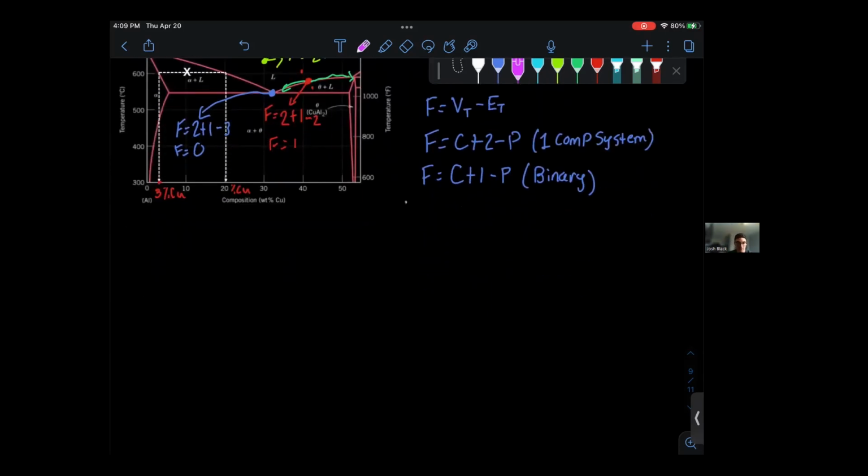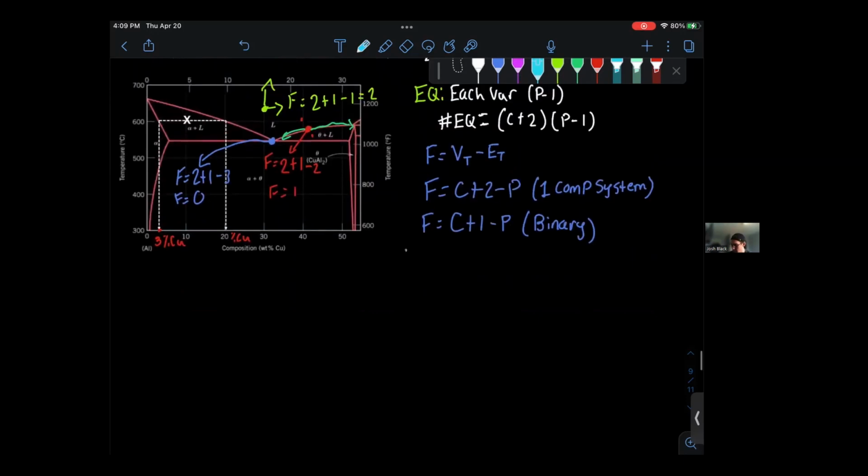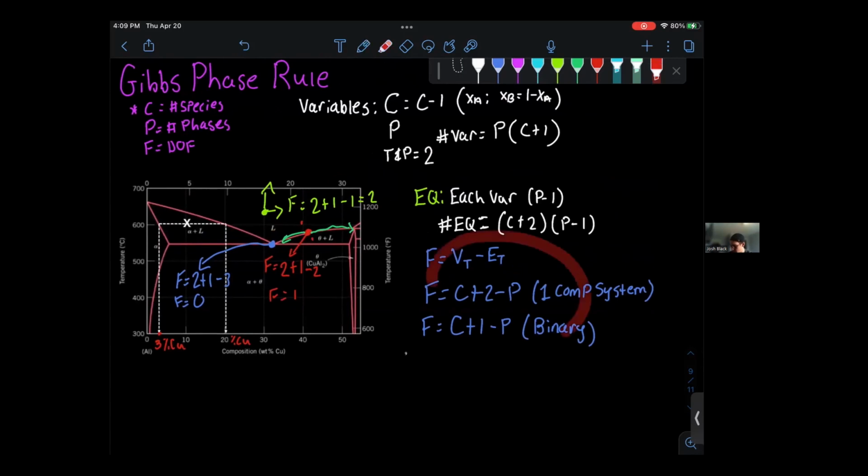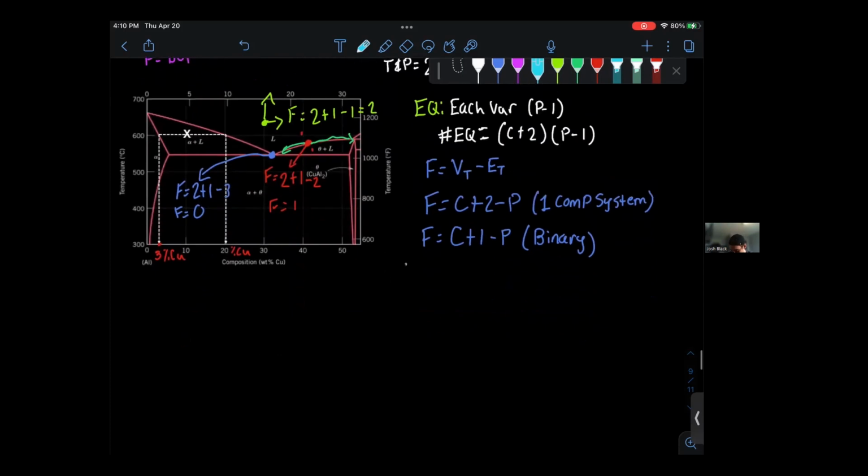Something that you might encounter is if you have reactions. So in this calculation here, we're considering no reactions. Considering reactions, our C is now going to be equal to the number of species minus the number of reactions that we have. But that is if specified.